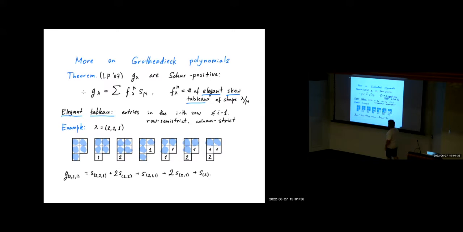So what you get in this case is such an expansion of the dual Grothendieck polynomial in terms of Schur polynomials, right? Okay.